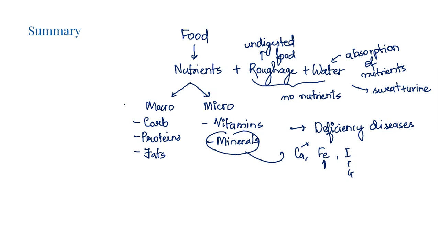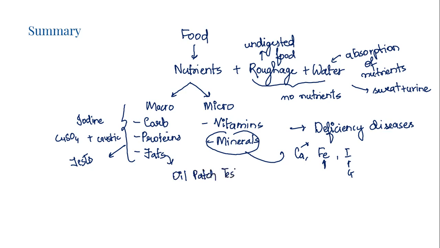Apart from that, how did we identify these nutrients? By performing some tests. For carbohydrates, it was the iodine test. For protein, we added the copper sulfate solution, and we also added the caustic soda. And fats were determined by the oil patch test. So this is all about the chapter, components of food.